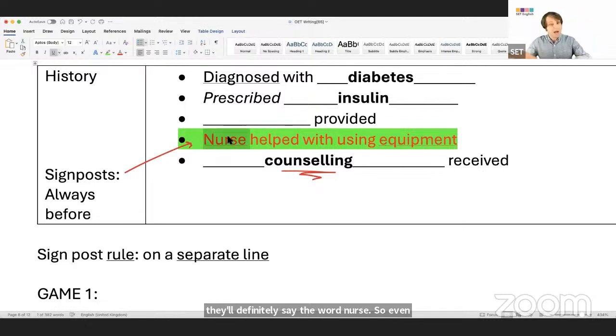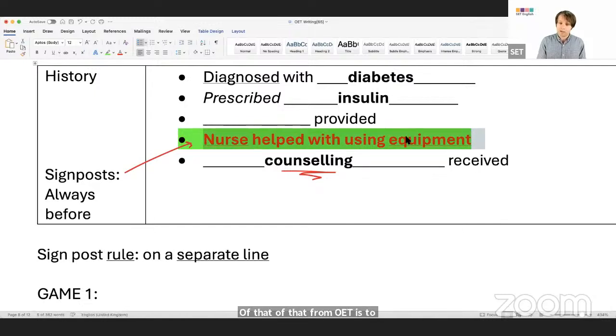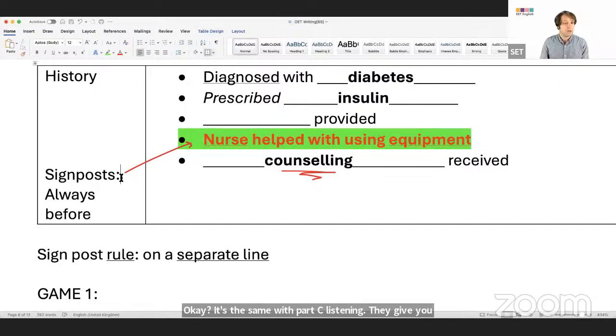So even if there's a paraphrase, the job of the signpost from OET is to show you where you are. They're not going to give a paraphrase which is really crazy and difficult, okay? It's the same with Part C listening. They give you signposts and they're not difficult signposts, okay?